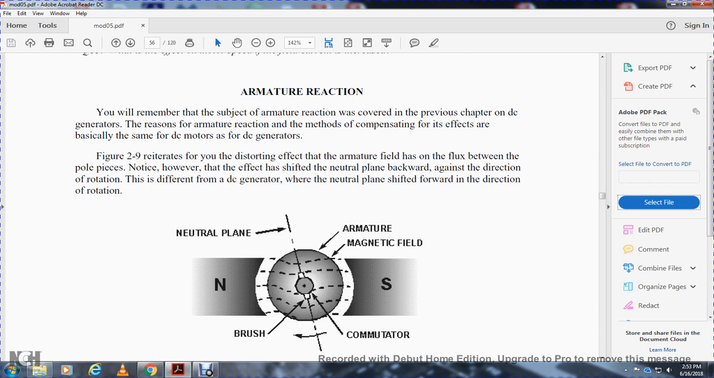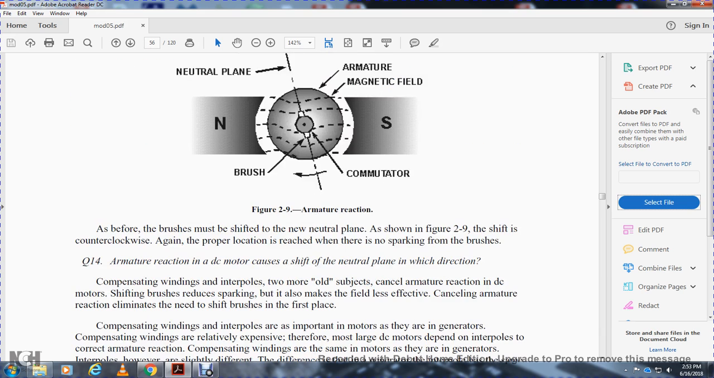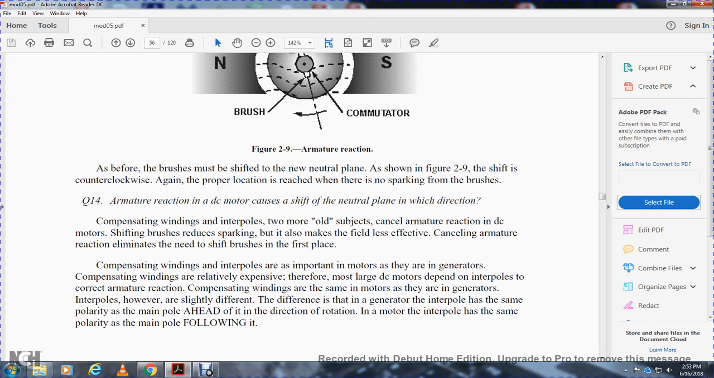Figure 2.9 reiterates the distorting effect of the armature field on the flux between the pole pieces. Notice how the effect shifts the neutral plane backward, against the direction of rotation in the DC motor, whereas in the DC generator the neutral plane shifted in the forward direction of the rotation. As before, the brushes must be shifted in the neutral plane, as shown in figure 2.9. The shift is counterclockwise. Again, proper location is reached when there is no sparking at the brushes.